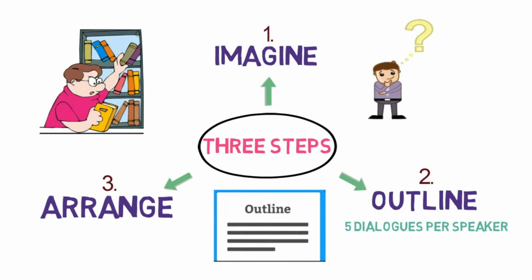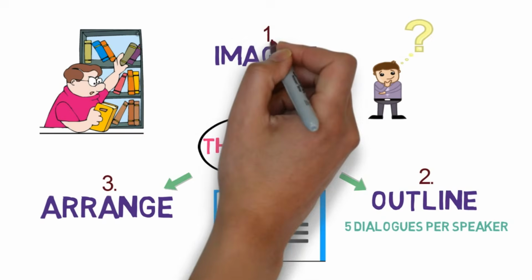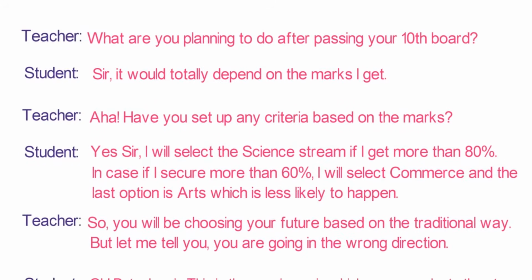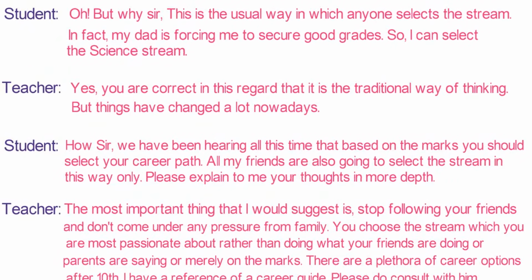After that, we learned the 3-step formula to write a dialogue. The steps are: number 1, imagine. You need to imagine the character and their point of view. Number 2, outline. The next step is to jot down briefly the argument or opinions of each of them. And number 3, arrange. The final step is to arrange these ideas in some logical order. And we understood this step with an example.